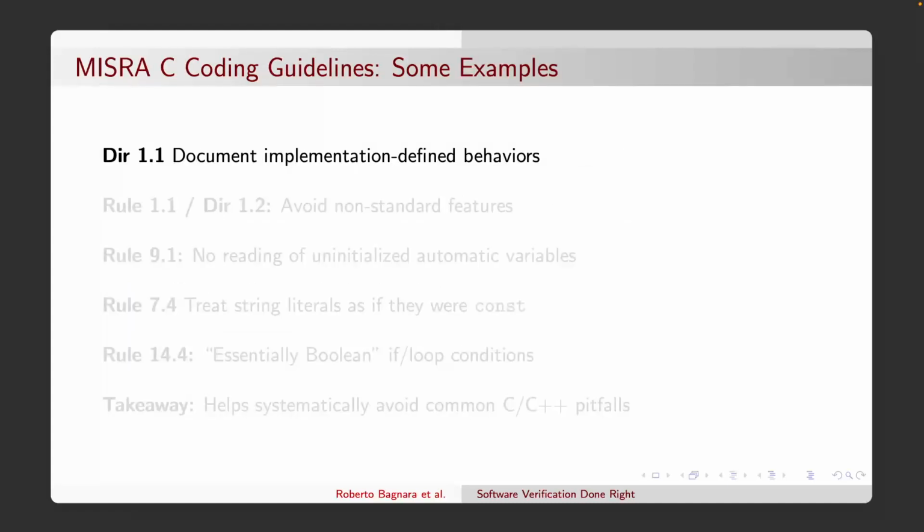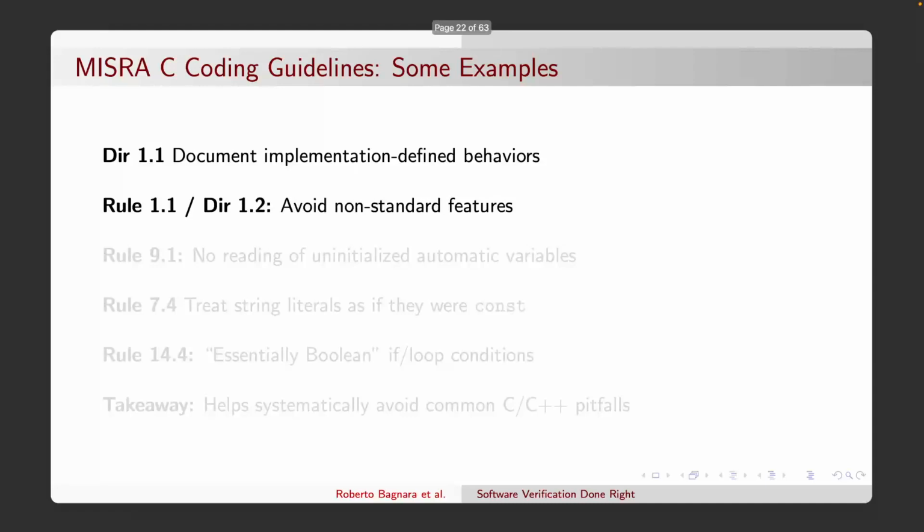Here we see some examples of the MISRA C coding guidelines. They are taken from MISRA C 2025, the very latest version of the standard. Directive 1.1 says that we have to document the implementation-defined behaviors we depend upon. The fact is that C has around 120 implementation-defined behaviors, and knowing how they are resolved in the tool chain we are using is, of course, a crucial ingredient to know what we are programming.